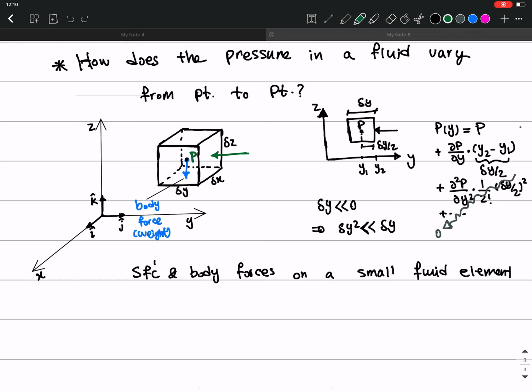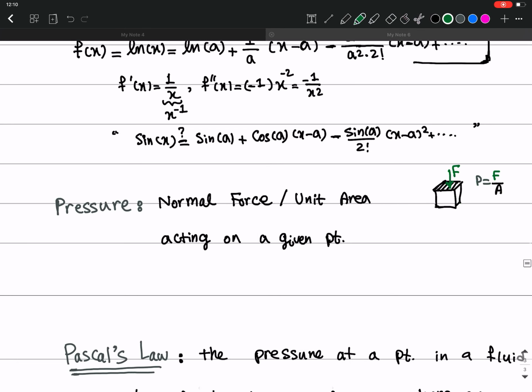So I'm just going to write it down here. It's going to be the pressure. I'm writing the forces, so it's going to be the pressure P plus partial P partial Y times delta Y over 2. And then I have to, because this is a pressure, and what is the definition of pressure? Pressure is force per unit area. So if I want to get force, I have to multiply pressure by area to get force, correct?